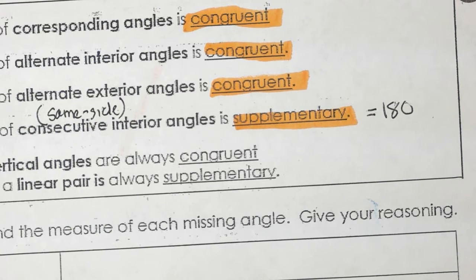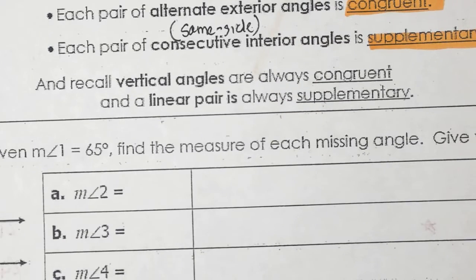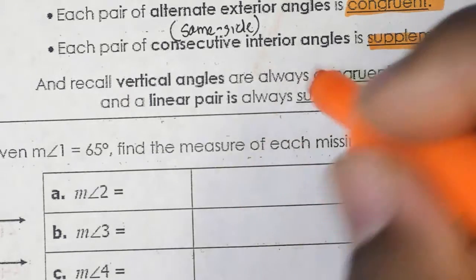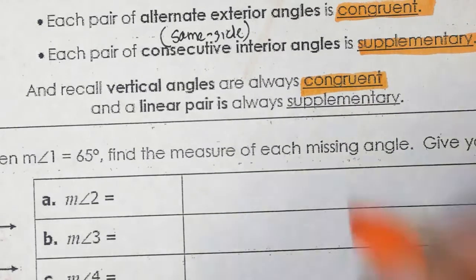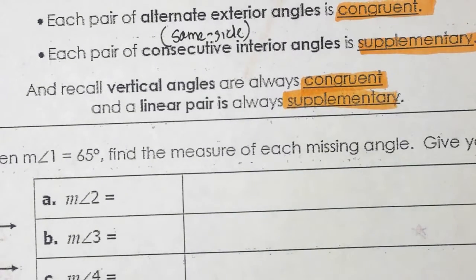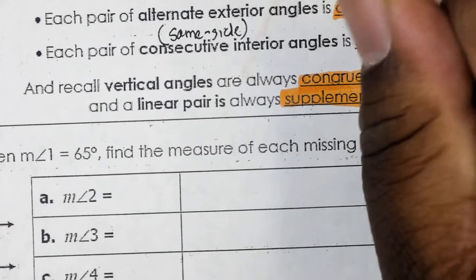Also, your linear pair. This is extra stuff down here. This is stuff we already know, the recall stuff from last week. Vertical angles are always congruent. Y'all should know that. And a linear pair is always supplementary, that's 180 as well. So you can see linear pairs on here, and you can see vertical angles as well.